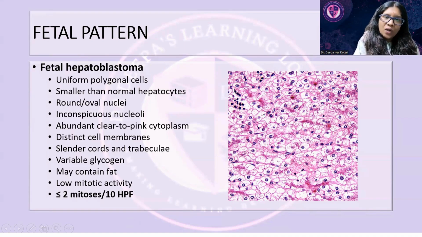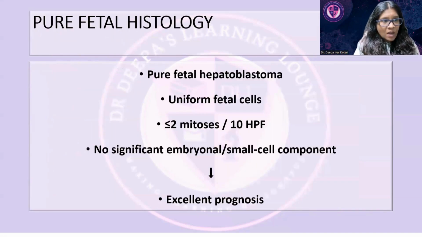The cells form somewhat cords or trabeculae in the whole thing. And important is that the pure fetal histology is associated with a very favorable prognosis. So if you have completely this type of pattern in the hepatoblastoma, you should be happy. It is also important that the entire tumor should show a fetal type of histology to call it a good prognosis. And the mitotic activity is 2 or fewer mitoses per 10 high-power fields usually.